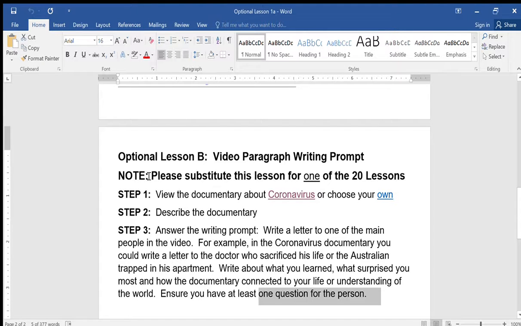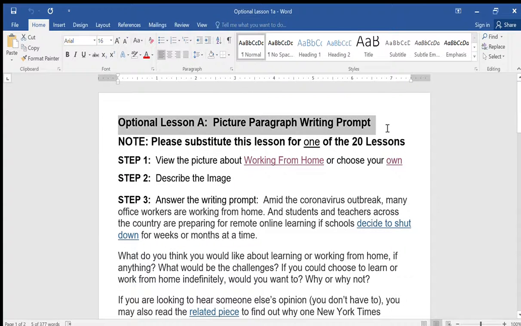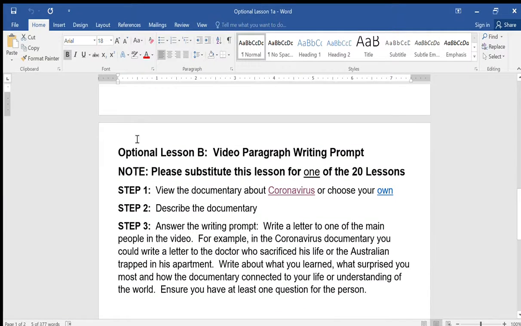I hope this helps you to understand what these optional lessons are. These are two optional lessons that you can substitute for other lessons. So let's just for example say you didn't like 6 and 18. Don't do 6 and 18. Just drop it. Pick optional lesson A, that'll be lesson 6, and optional lesson B, that'll be lesson 18. So I hope that helps you to understand what you're doing.